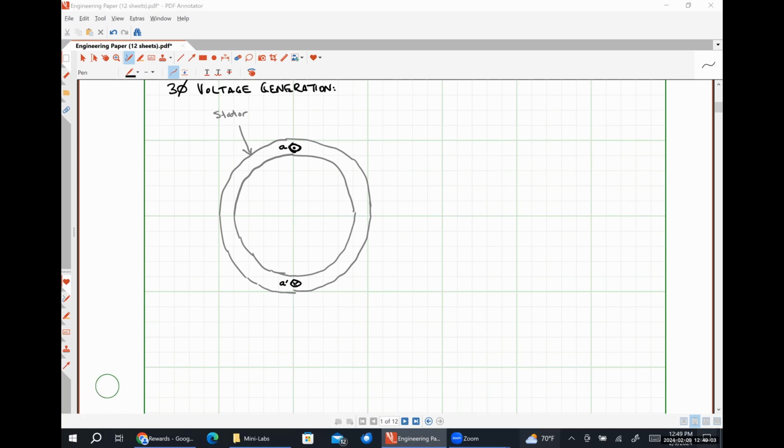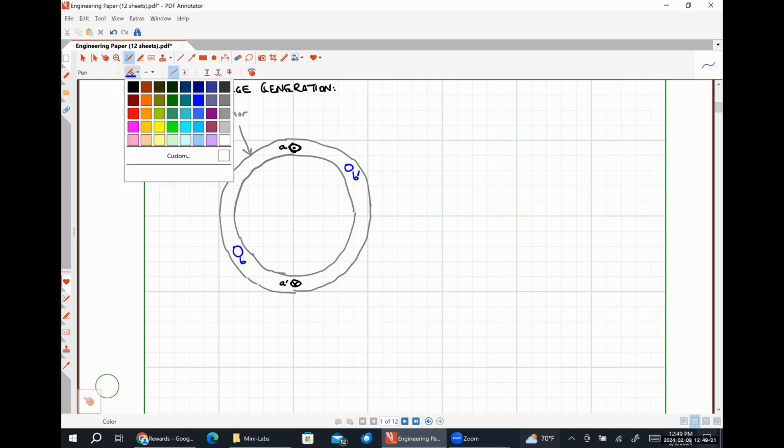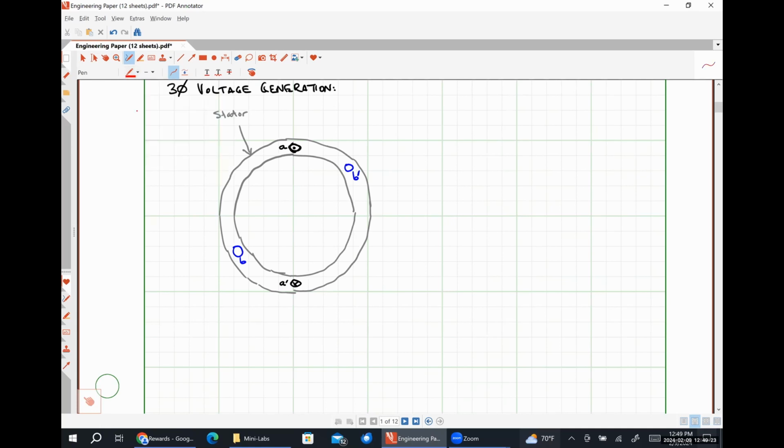Now, physically, 120 degrees out of phase, we're going to see our B phase conductor. So that would be here. And then I'm going to put the B prime, so the negative pole, over here. And then 120 degrees out of phase with that, I'm going to put my C and C prime poles.